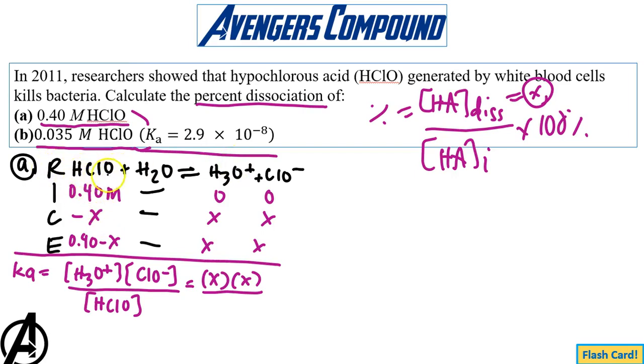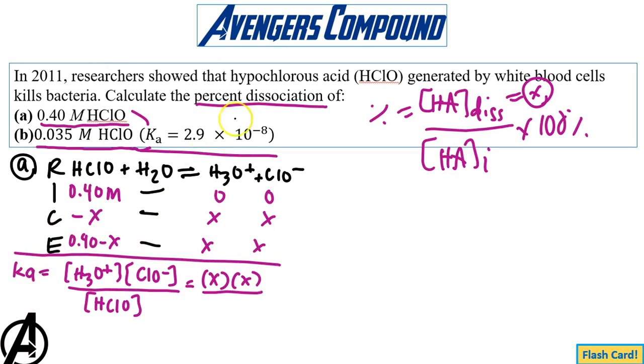My reaction first is going to be HClO, which is my weak acid, mixed with water to produce H3O+ because it donated a proton. And then we're left over with ClO-, which is its conjugate base. Okay. Next, I'm going to fill in my RICE table. 0.40 molar to start initially, 0 for my products, minus X, plus X over here. So this is 0.40 minus X, and then we have X and X for our equilibrium amounts.